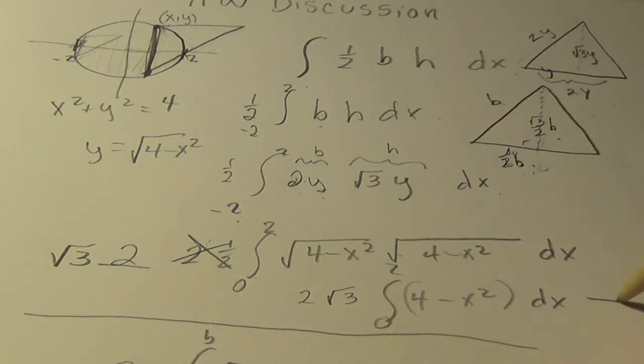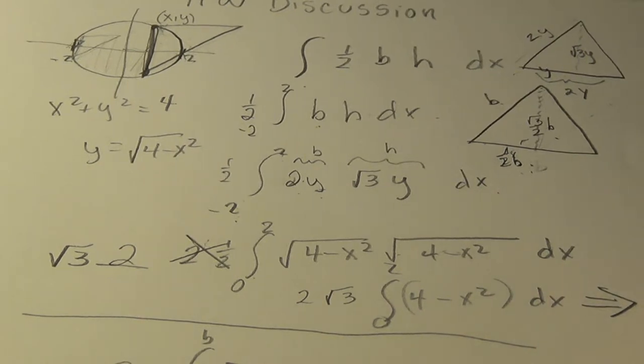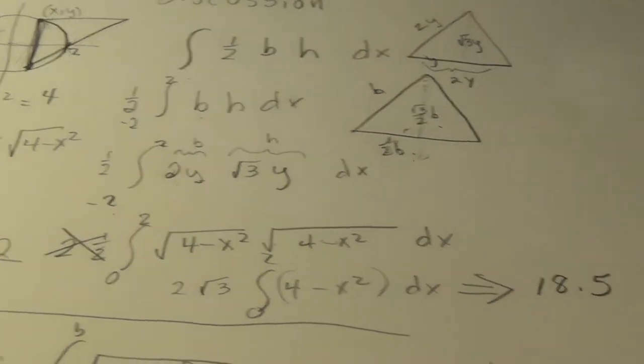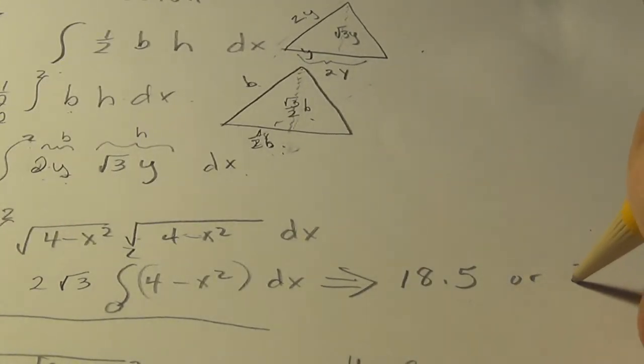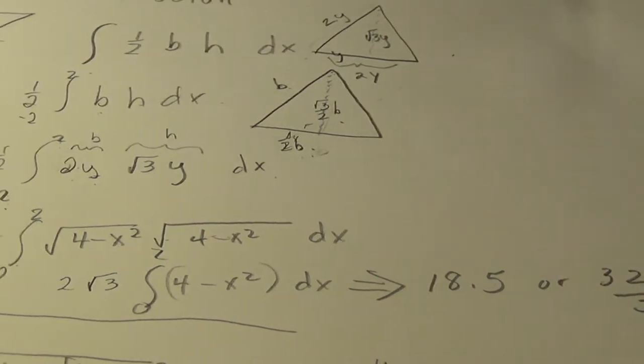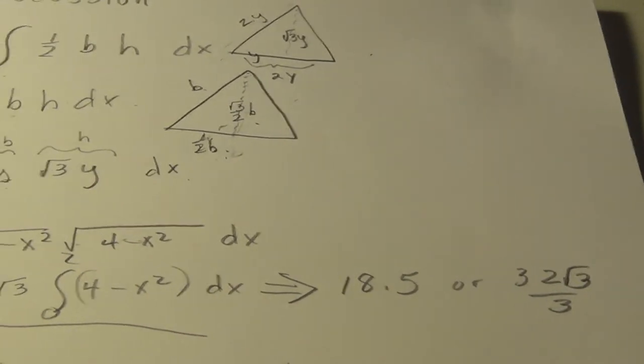So I'll drop you off there. You can finish it or check yours against mine. And we came up with 18.5, or 32 square roots of 3 over 3 if you kept the fractions and radicals.